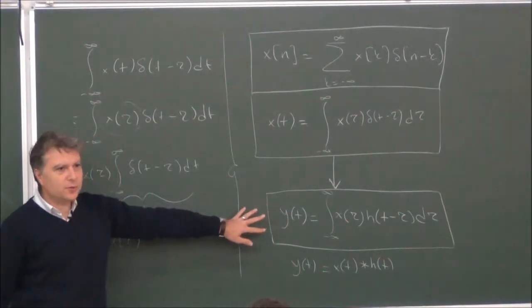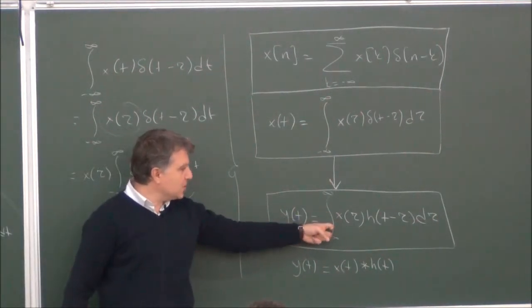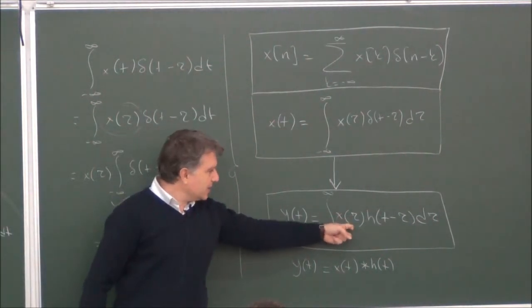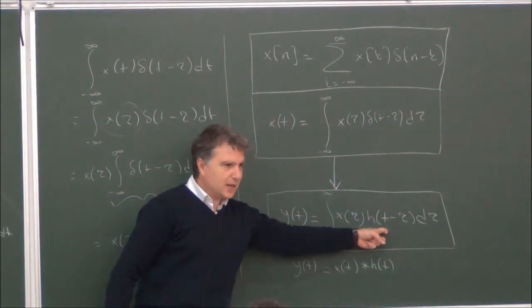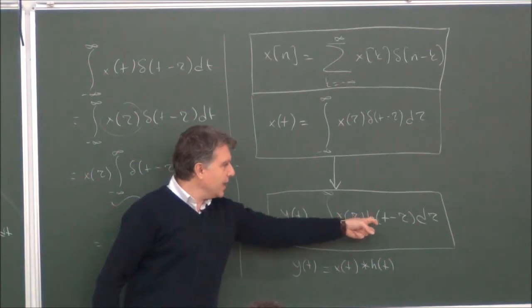What was the convolution formula in discrete time? It was y of n equals summation over k x of k h of n minus k. This is integral over tau x of tau h of t minus tau.